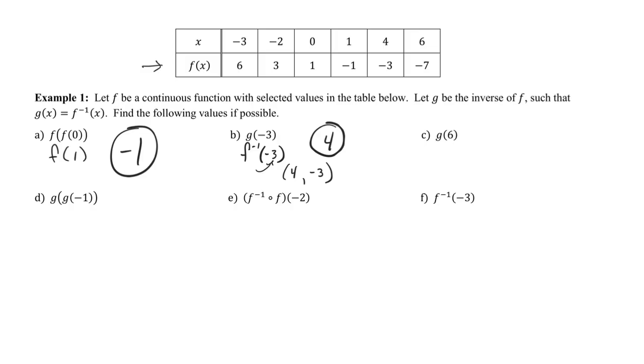f^-1 of -3, the inverse of f at -3 would be 4. Okay, let's do it again. f^-1 of 6. So I know that if that's the x here in the inverse, it must have been the y in the original function. So where is that a 6? I see it, it's right there for the y value. So my answer is -3.